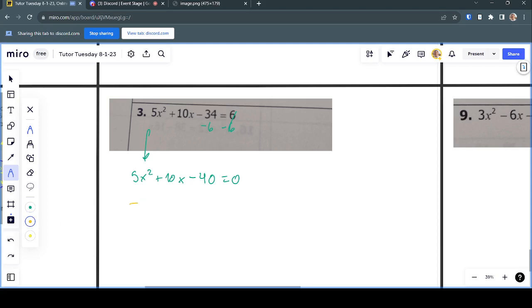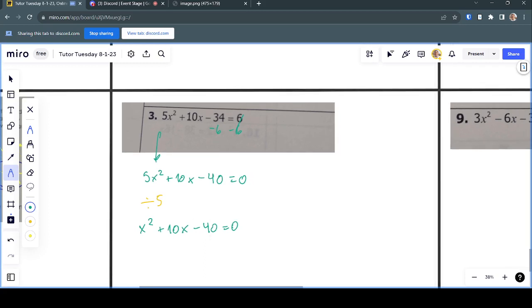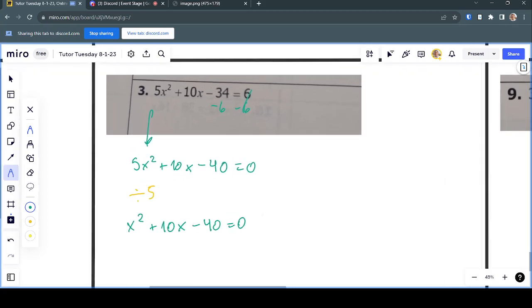Let me do that in a different color. Divide by 5, and I get x squared plus 10x minus 40 equals 0. Of course, you could try to factor this one, but if we were wanting to complete the square, it would be beneficial for us to first rewrite it such that the constant term is on the other side. So x squared plus 10x equals 40.